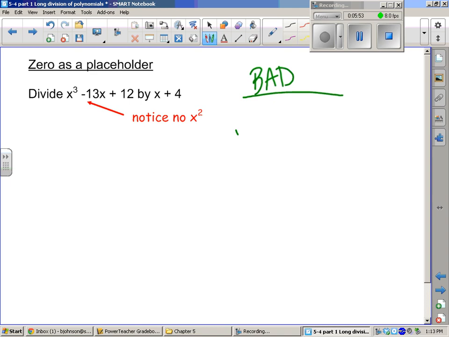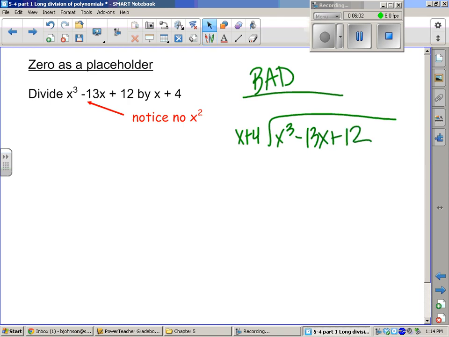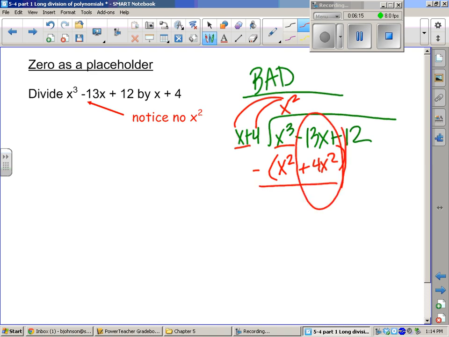All right, if we were to set up our division problem with x plus 4 on the outside and x cubed minus 13x plus 12, we would say, how do I turn x into x cubed? That'd be multiplying by x squared. Then I'd multiply to both of these. That is x cubed and 4x squared. The next step is subtract, and something bad would happen there. They don't match. We have x and x squared. We can't subtract them, so something's gone a little haywire.